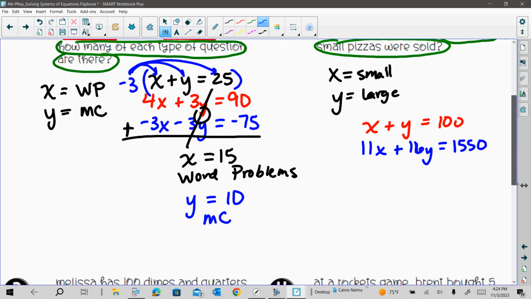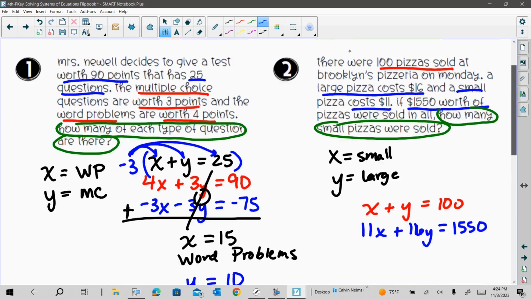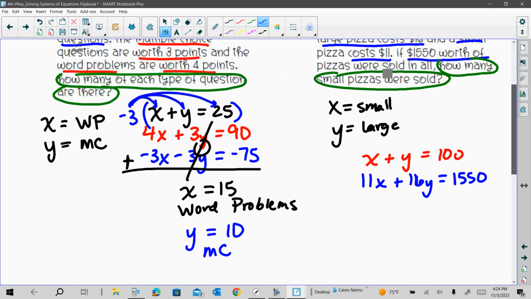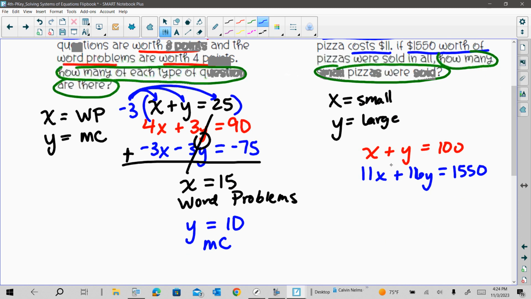Now, in order to get elimination here, we need to get an opposite. But remember, we're trying to find how many small pizzas were sold. So really, we want to eliminate the y so we can solve for the x. So even though 11x is smaller, we're finding the small, so we want to get rid of this 16y by creating the top to be an opposite. So we would need to multiply this top equation by a negative 16.